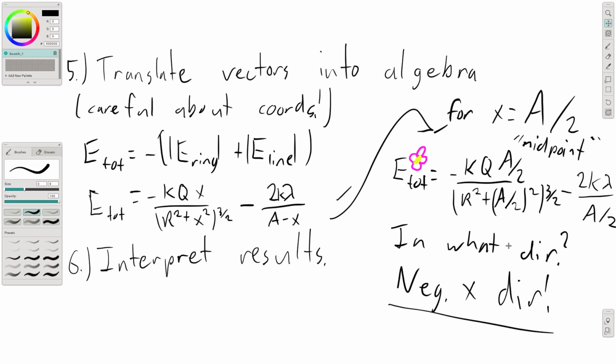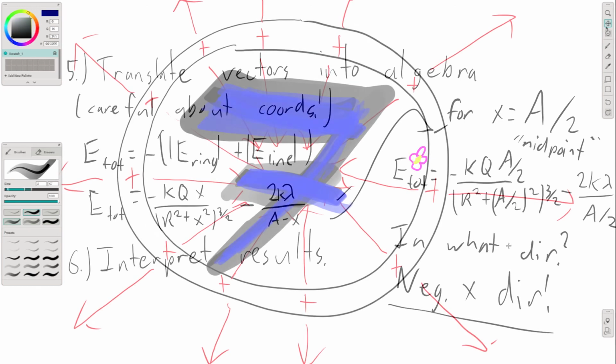So there we have it. Another day, another electric field visualized. Good going.